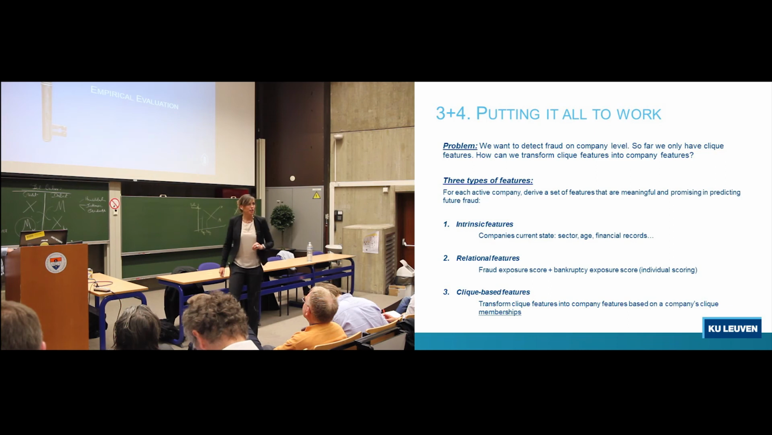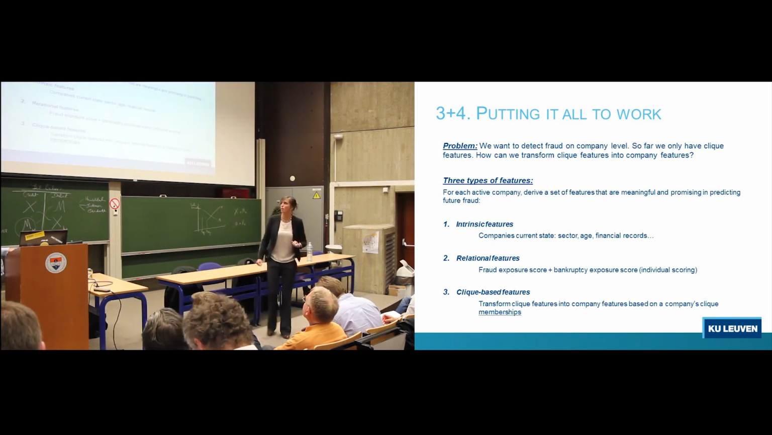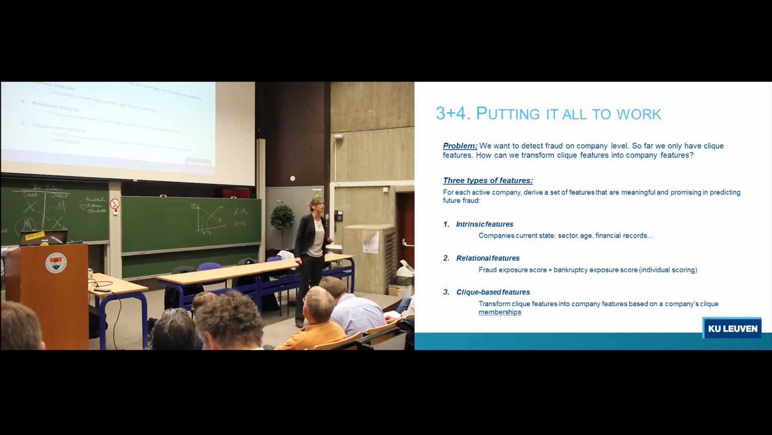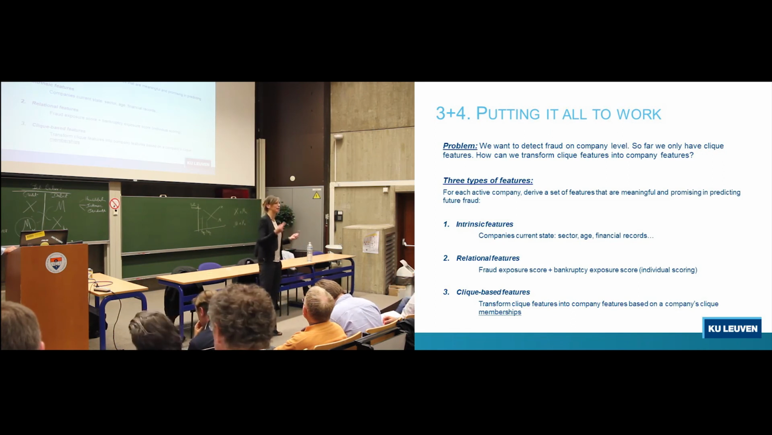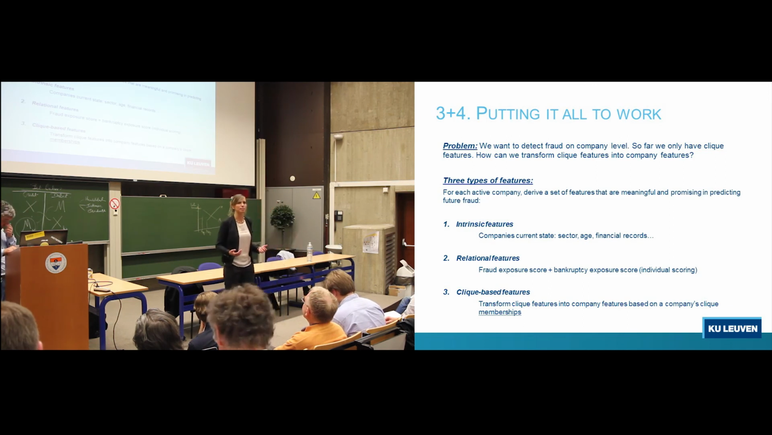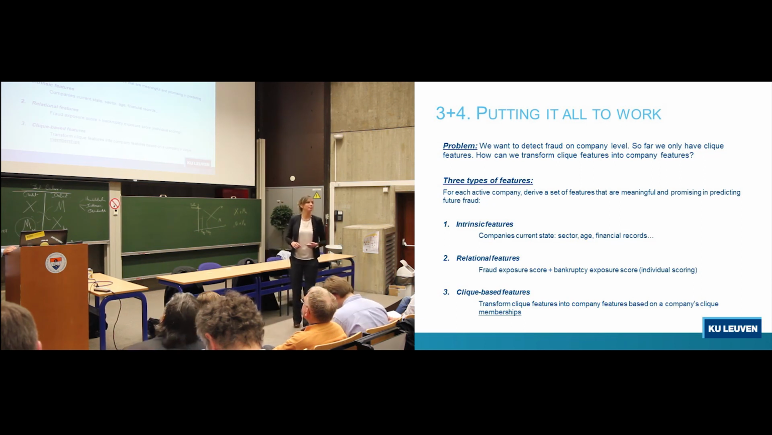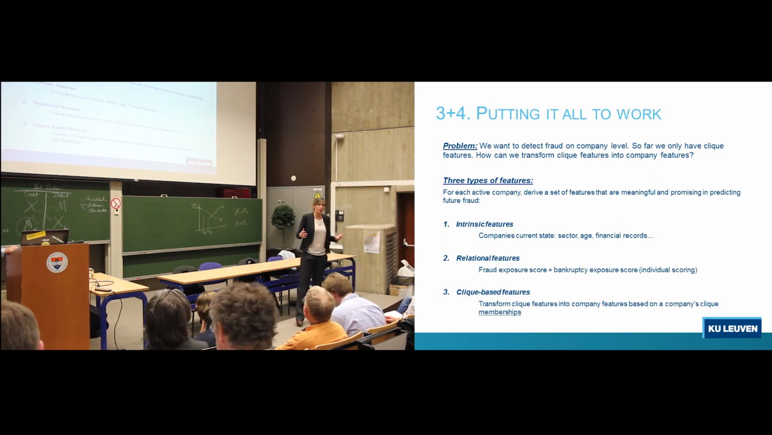Now, we derive some features and we identify three sets of features. The first set of features are intrinsic features. And these are actually the features that occur in isolation. I do not need any network analysis to compute them. What are these kind of features for companies? Well, this is age. The age is not influenced by networks. The sector is also not influenced by the network. Financial statements are also not influenced by the network.